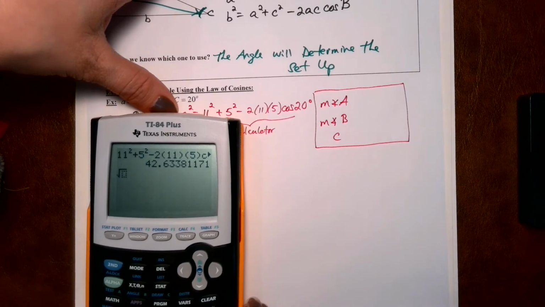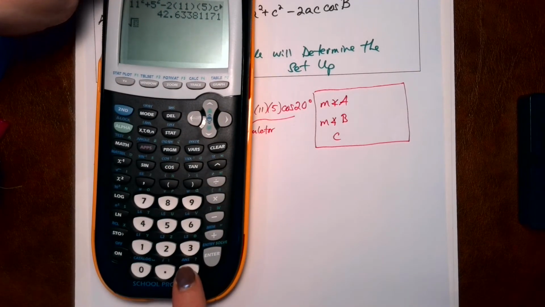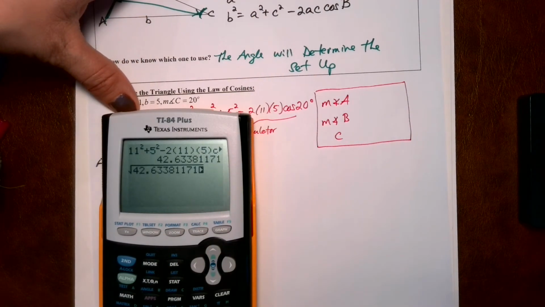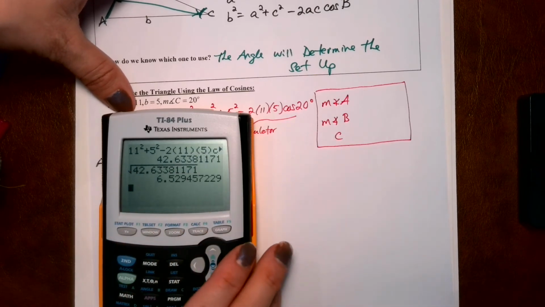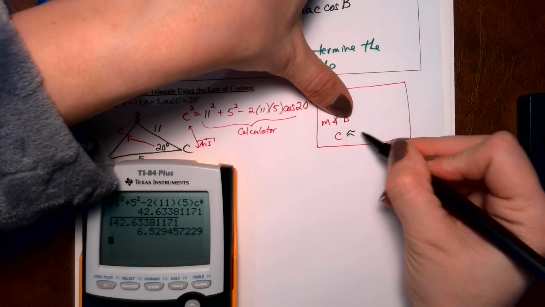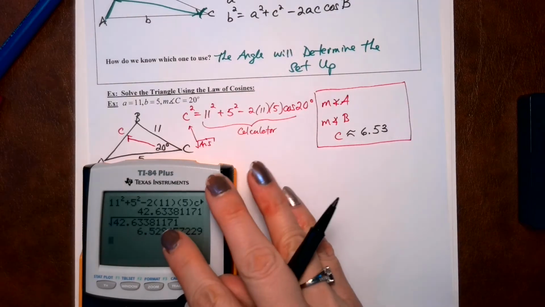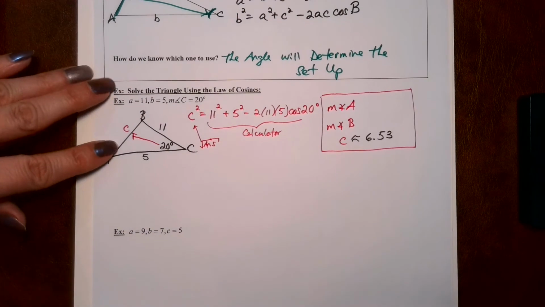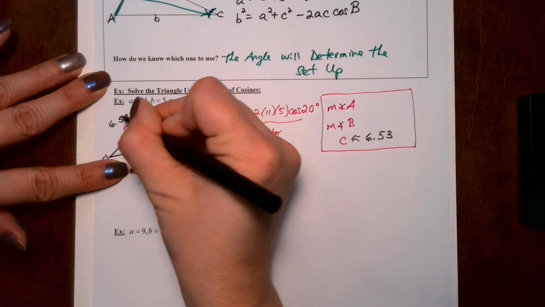There's two ways to do that. You can hit second answer, which is in blue, or you could just go up here and grab that, and there's more decimals than that. It's going to square root the answer, and c is approximately equal to 6.53, rounded nicely. So if I look back at the triangle, I'm going to label this as 6.53.